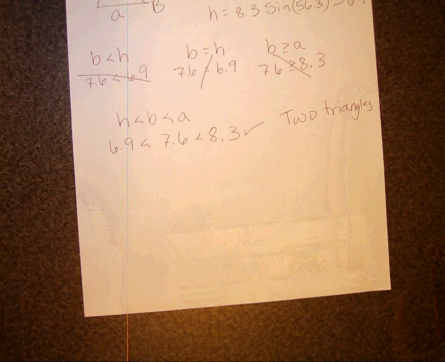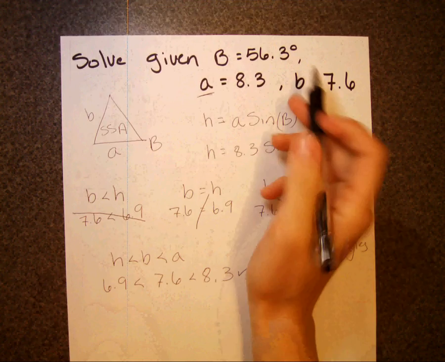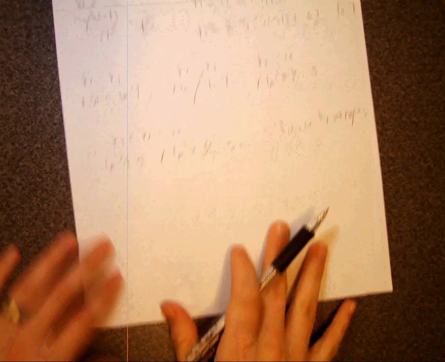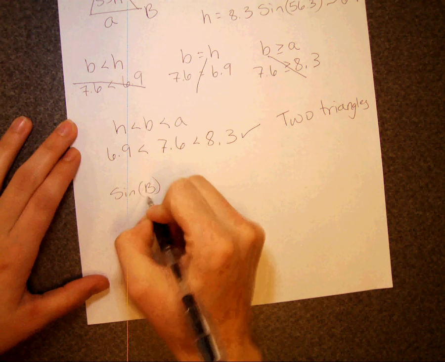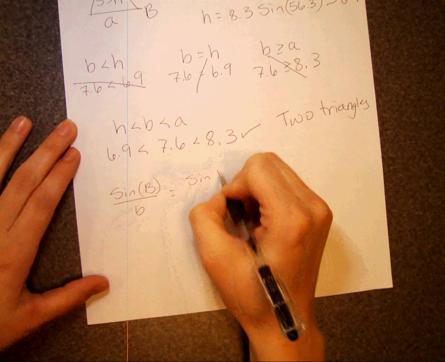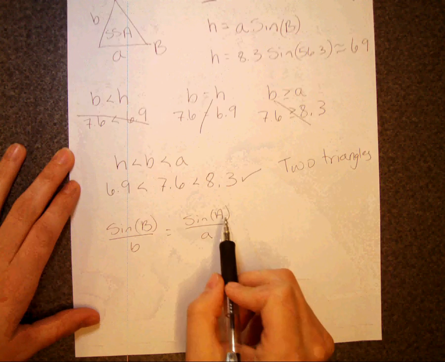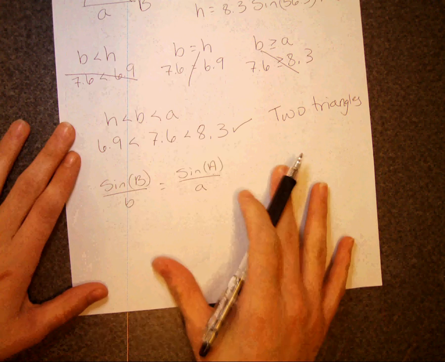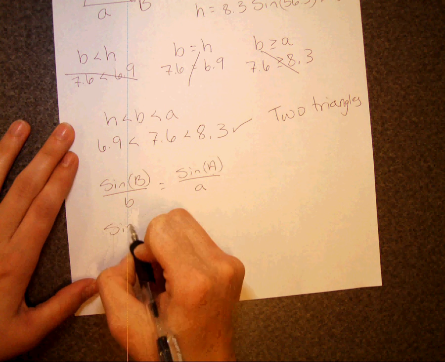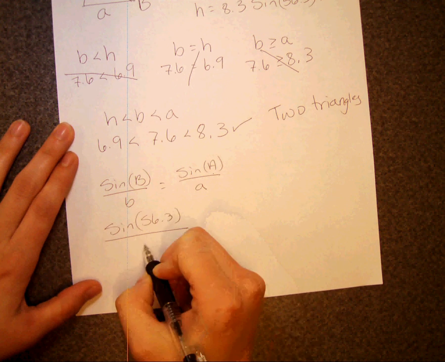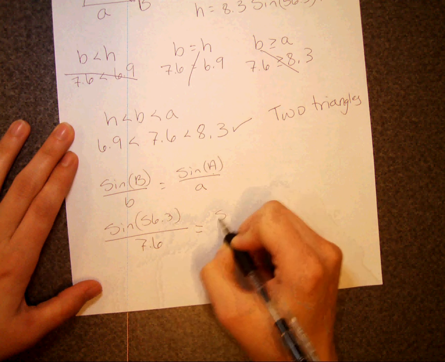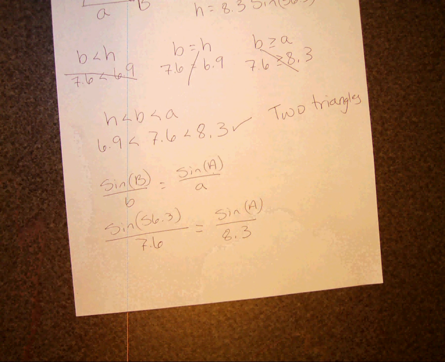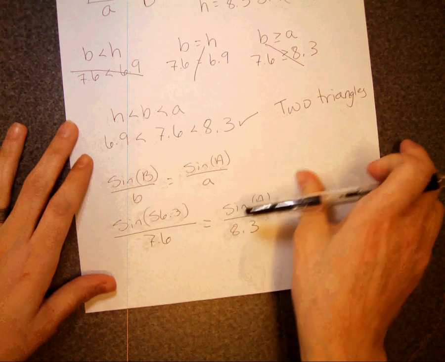When this happens, I'm going to start it off just like regular law of sines. I have all the information for B. I have one piece of information for A, so the ratios I'm going to use are sine of B over B equal to sine of A over A, and I'll be finding angle A, so I need to use the inverse function at the end. So plugging all of my values in, I get sine of 56.3 divided by 7.6 equals sine of A divided by 8.3. Now I'm going to cross multiply, divide, and take the inverse.